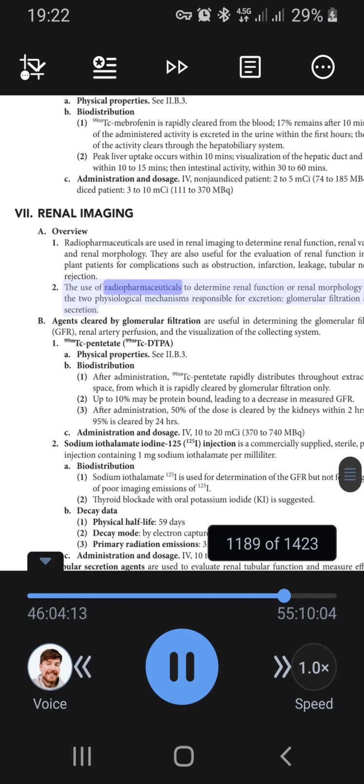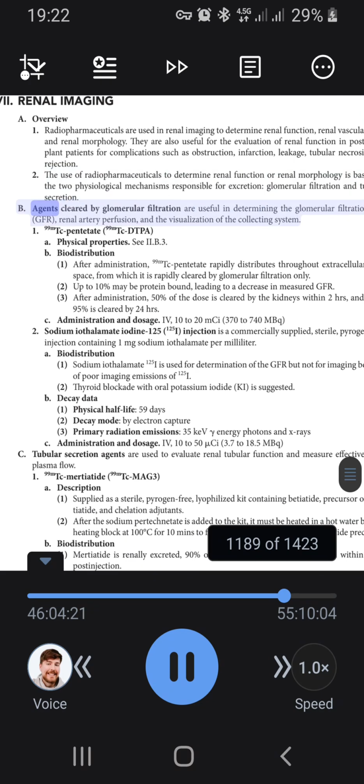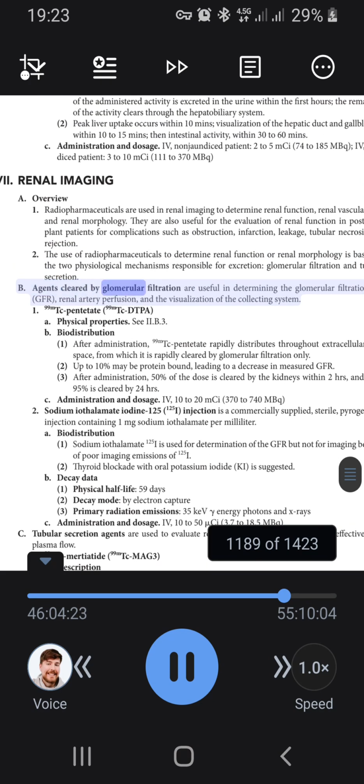2. The use of radiopharmaceuticals to determine renal function or renal morphology is based on the two physiological mechanisms responsible for excretion: glomerular filtration and tubular secretion. B. Agents cleared by glomerular filtration are useful in determining the glomerular filtration rate (GFR), renal artery perfusion, and the visualization of the collecting system.